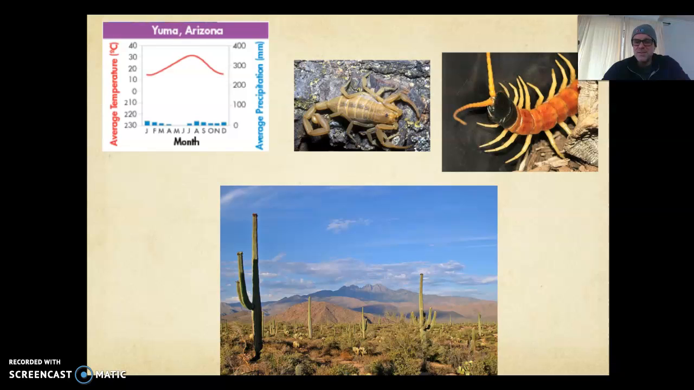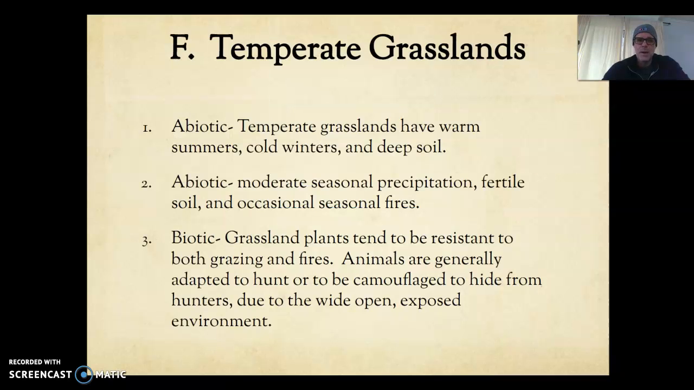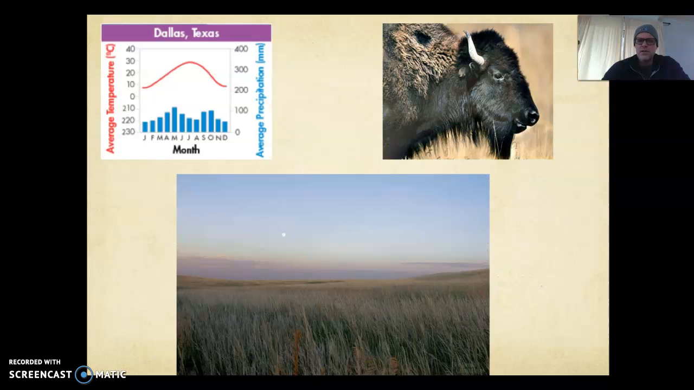Body temperature is 36.7 degrees C, so you can get a reference point there. That's hot. Okay. Temperate grasslands, again, you can pause, and I think this is pretty straightforward. And then I'm going to go ahead and advance to this one. There you go. Ooh, beautiful.